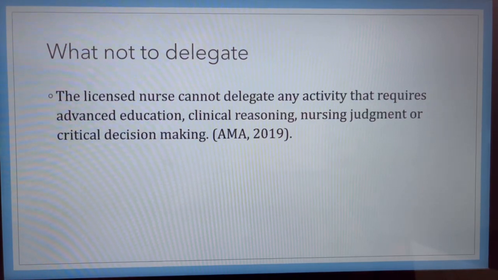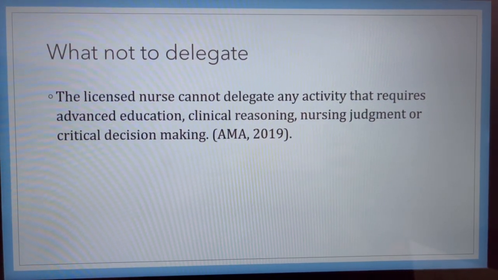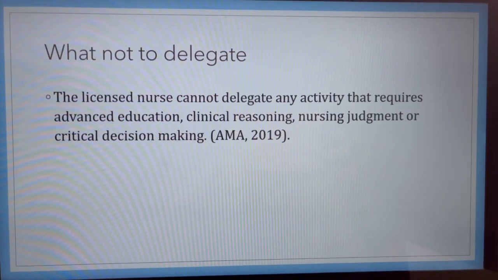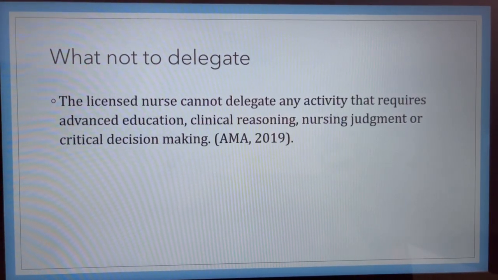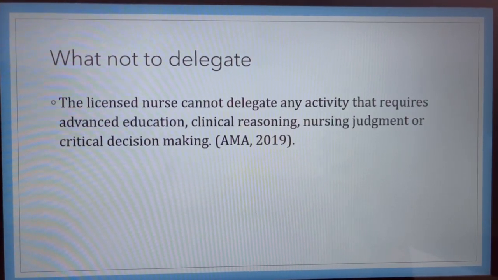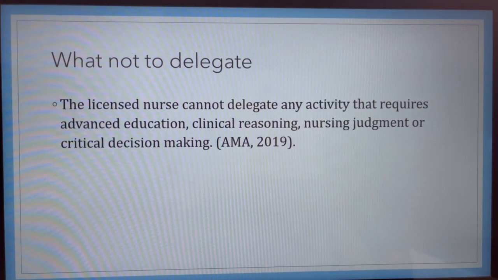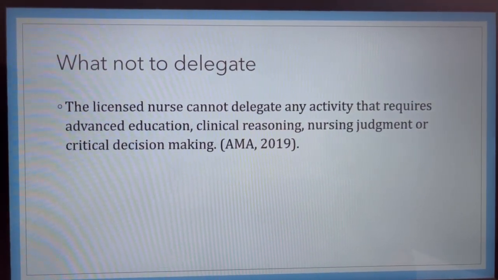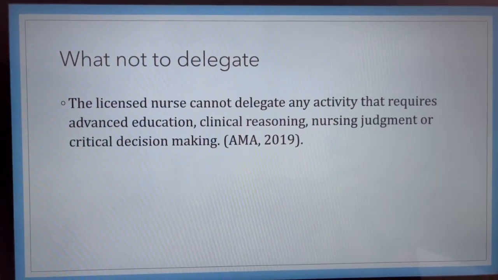The licensed nurse cannot delegate any activity that requires advanced education, clinical reasoning, nursing judgment, or critical decision-making. Giving medications, blood transfusions, NG tube feedings, inserting IVs, or admitting patients are all within the RN scope of practice and cannot be delegated to an LPN or a CNA.